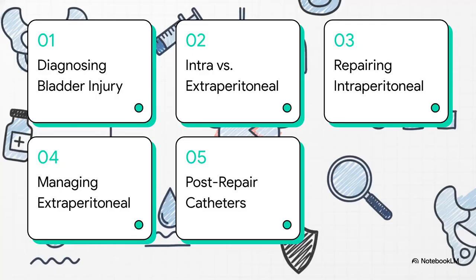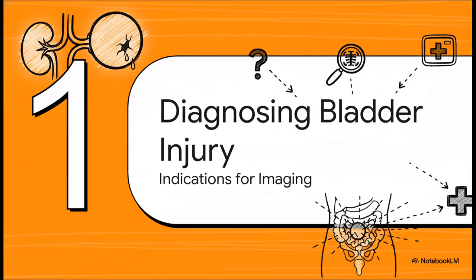So here's our roadmap. We're going to follow the typical clinical workflow. We'll start with how to diagnose a bladder injury, then get into the crucial difference between intraperitoneal and extraperitoneal ruptures. After that, we'll cover how to repair intraperitoneal ruptures, how to manage extraperitoneal ones, and we'll finish up with the standards for post-repair catheterization. Okay, let's dive into our first section, diagnosing bladder injury.